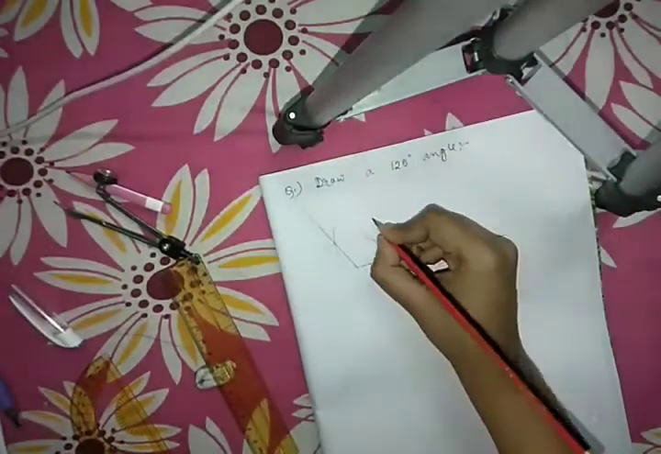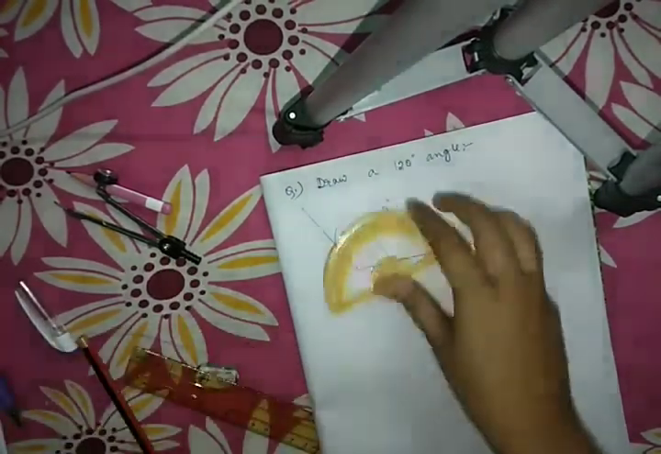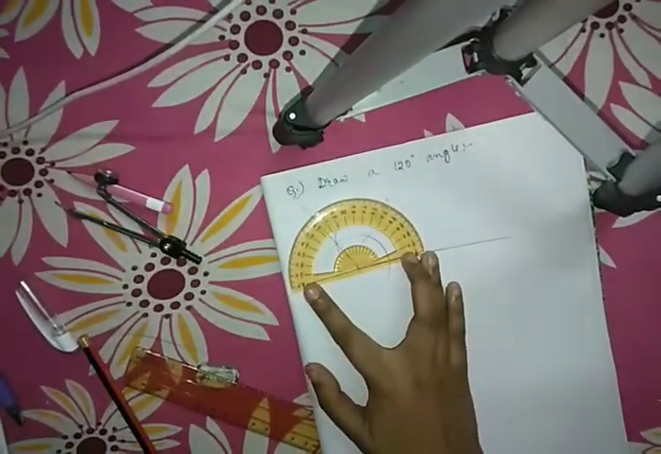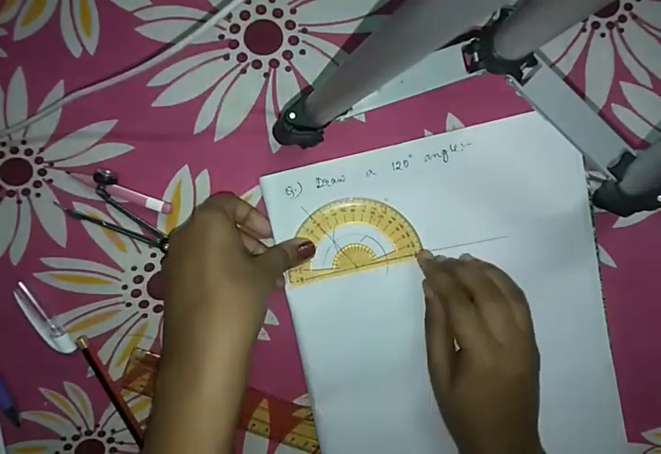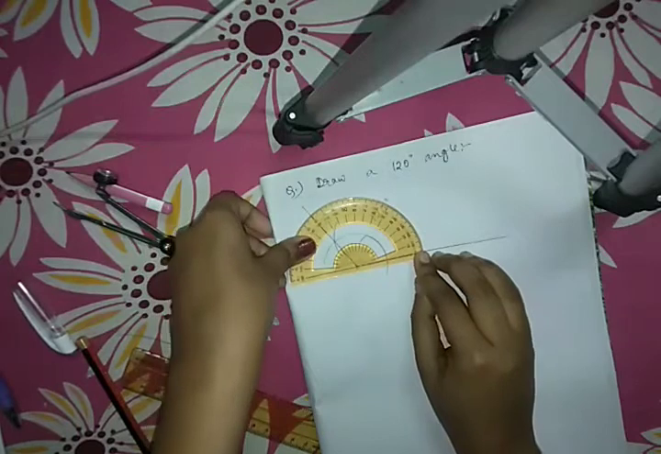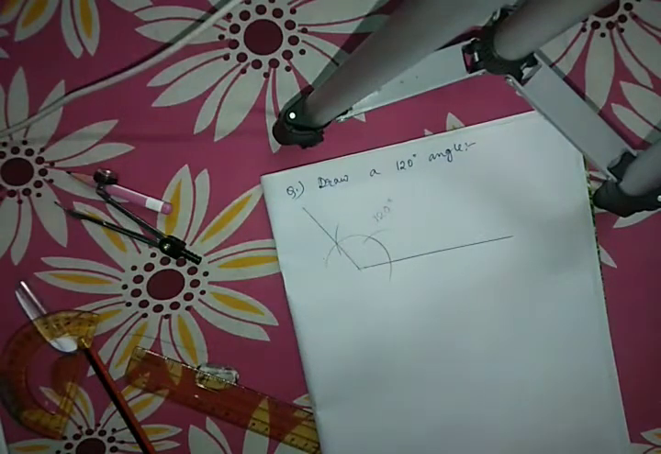Okay. So this is a 120 degree angle. I hope this is clear. You can measure this angle to check. See, this is a 120 degree angle. Okay. Now next we will learn how to draw a 90 degree angle.